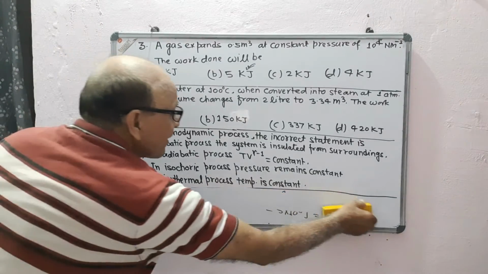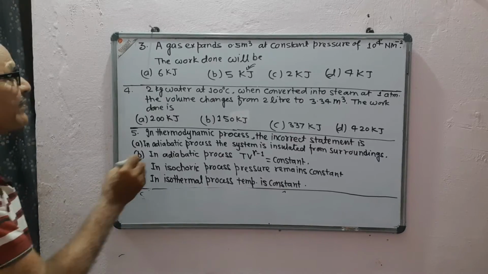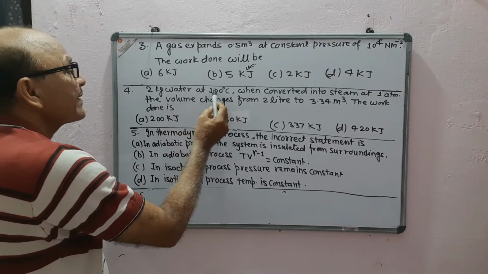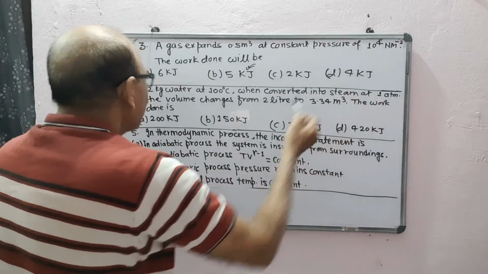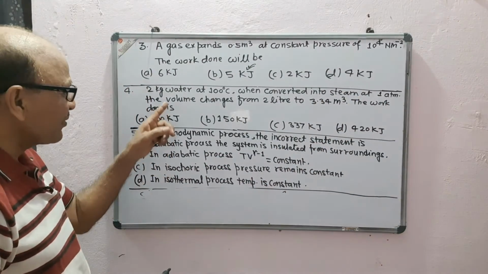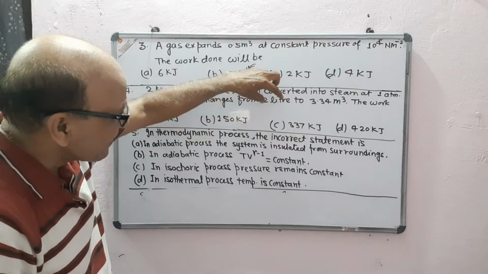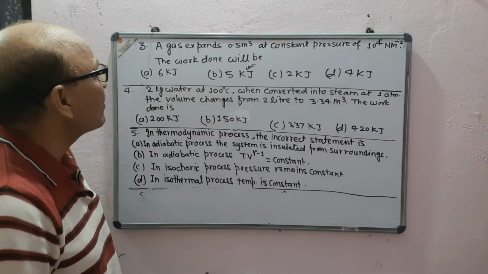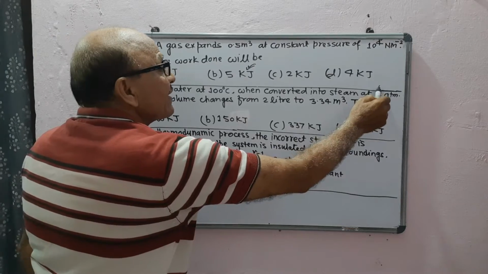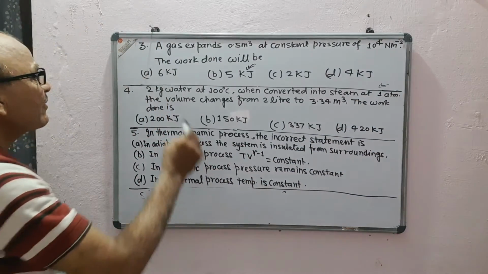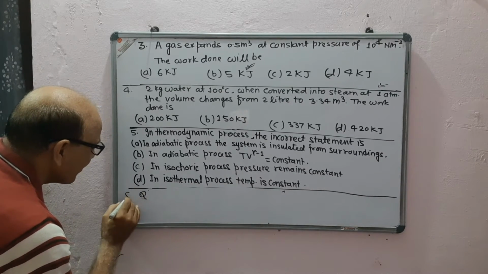Next, question number 4. 2 kg water at 100 degrees Celsius is converted into steam at constant pressure of 1 atmosphere. The volume changes from 2 liter to this much. This is V1 and this is V2. The pressure is this one. We have to find the work done.